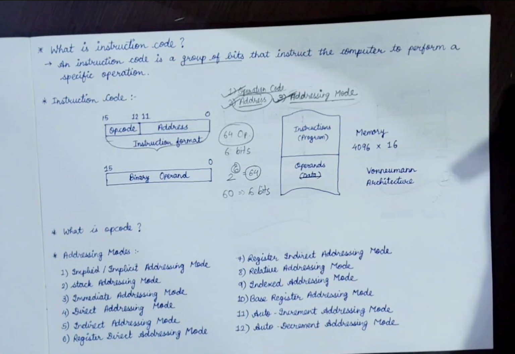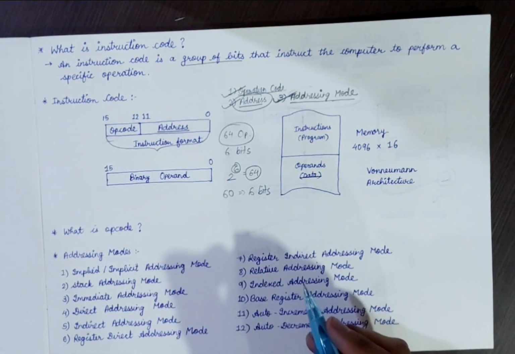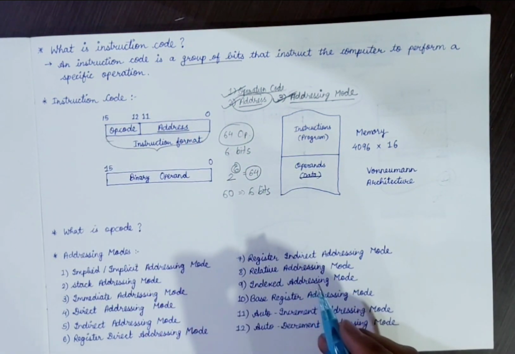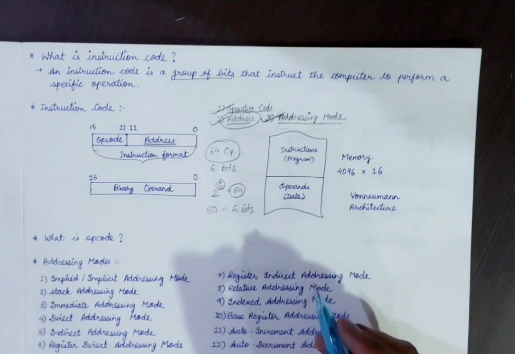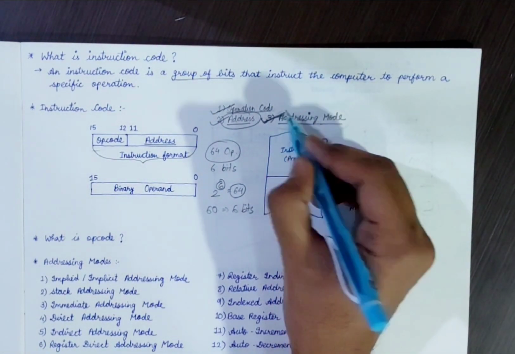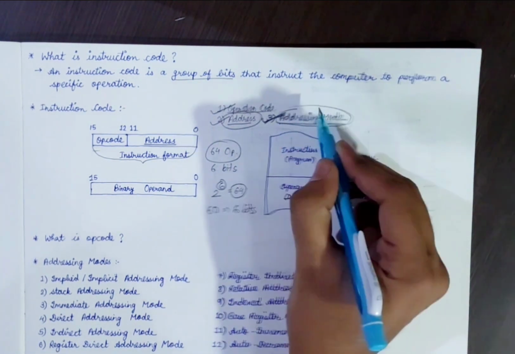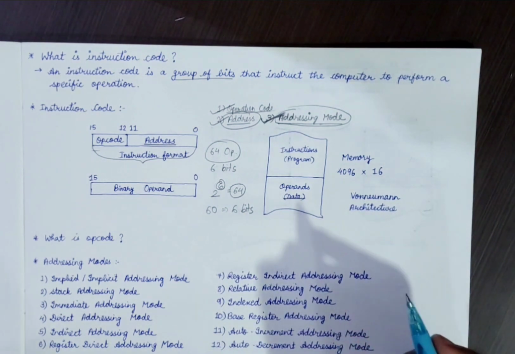Now, what is this address part? It will store the information related to the operand, and the way it stores the information about the operand is known as addressing mode. The addressing mode part we will discuss later on in detail.